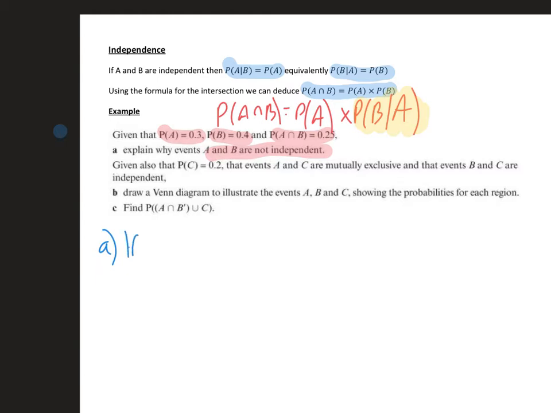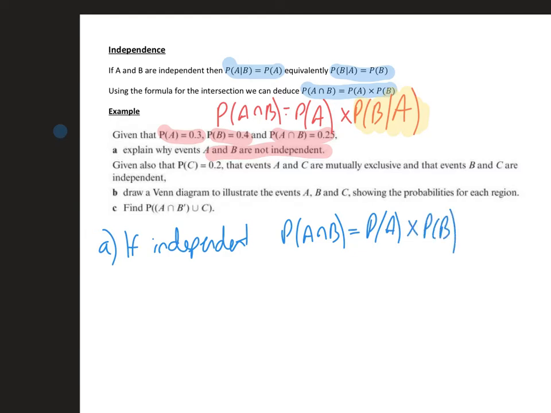Well, if independent, then probability of A and B is equal to probability of A times probability of B. But if we look at that, the left-hand side, probability of A and B, the question tells us is 0.25. The probability of A is 0.3. Probability of B is 0.4. If I times those together, I get 0.12, and that doesn't equal 0.25. So it's not independent because this formula doesn't work.